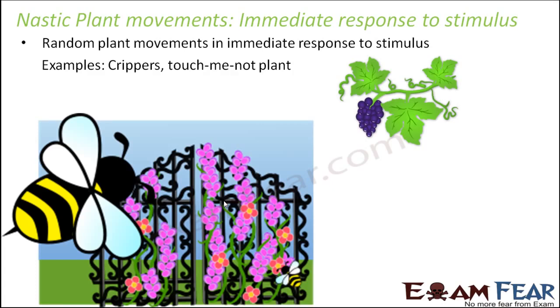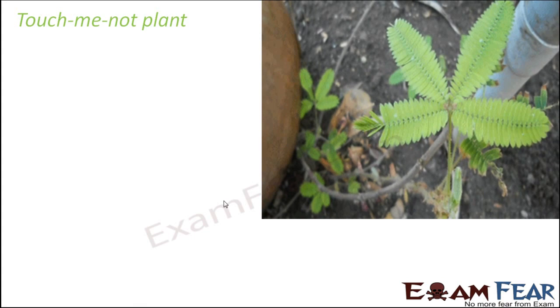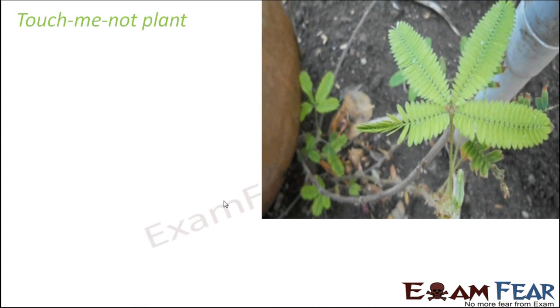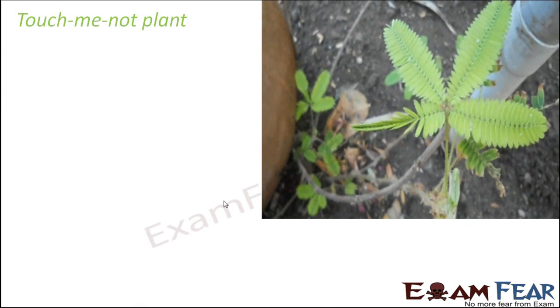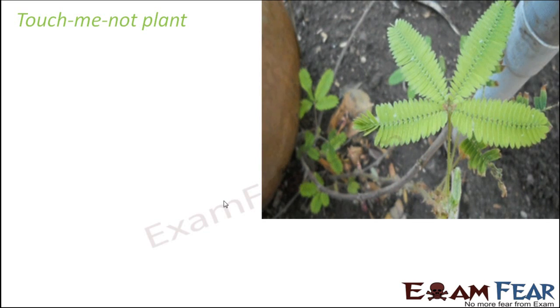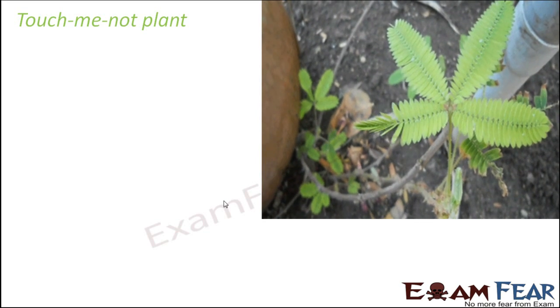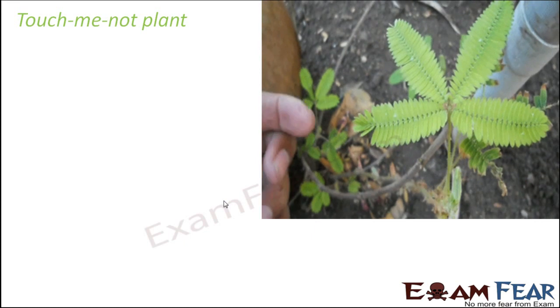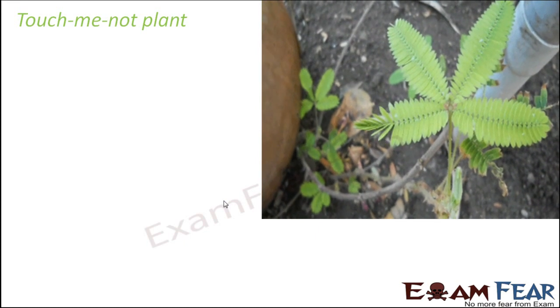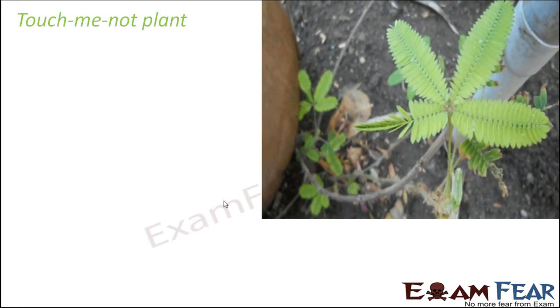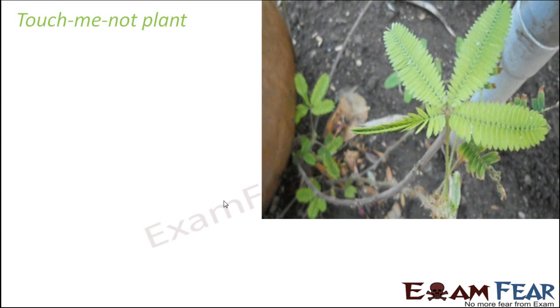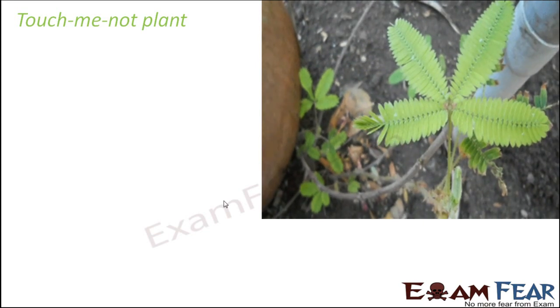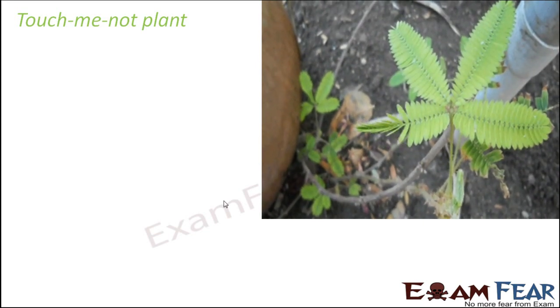moving over it. Similarly, if you think of the touch me not plant, as soon as you touch it, what happens? The leaves start to move. You just saw in the video, as soon as you touch it, it shows some movement. So this is an immediate response. It is not a gradual response and it doesn't happen in a specific direction or in a specific pattern. So whichever leaf you touch and whichever way you touch, it will show some movement. So this is called nastic.